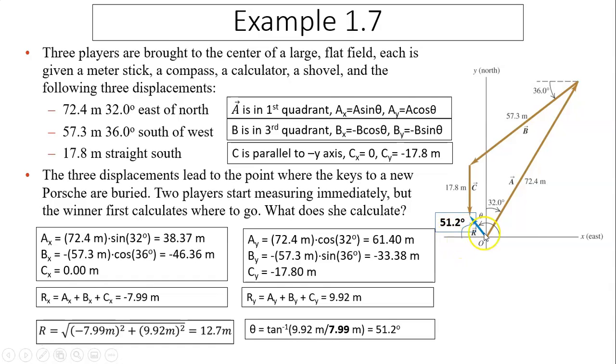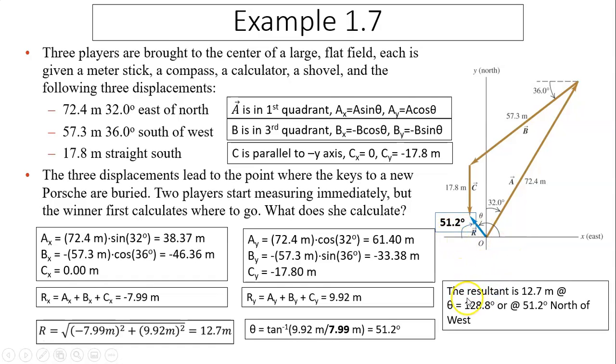So how do you describe the direction? We know the resultant has a magnitude of 12.7 meters. What is the direction? Usually direction is measured with positive east as 0 degrees. So over here is 51.2. From 0, positive x, to here would be 128.8. These two added together equal 180, so 128.8 equals 180 minus 51.2 degrees.